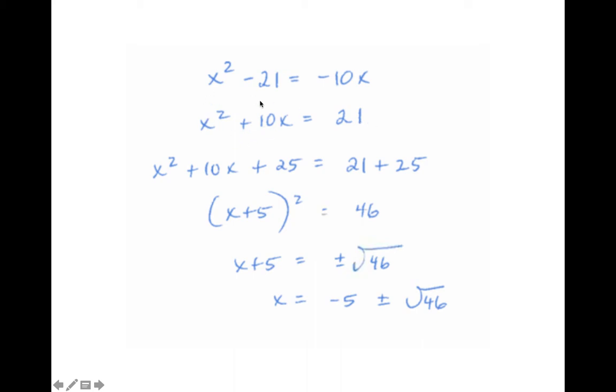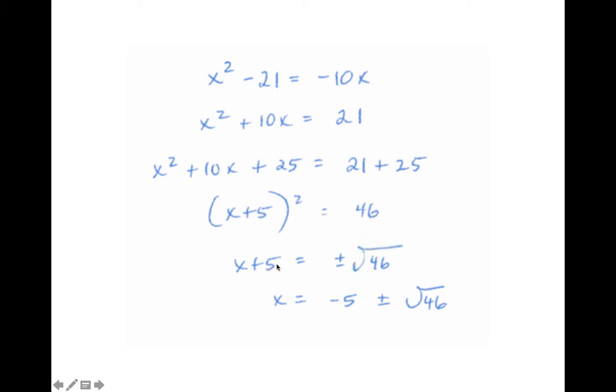Now what I'm going to do is set this one up to be a perfect square. So I take this and divide it by 2 and then square it. And I know that the number I need is 25. I'm going to add 25 to the left and to the right. This, of course, is the perfect square of x plus 5 squared, and this equals 46.